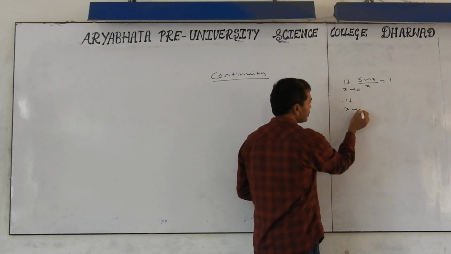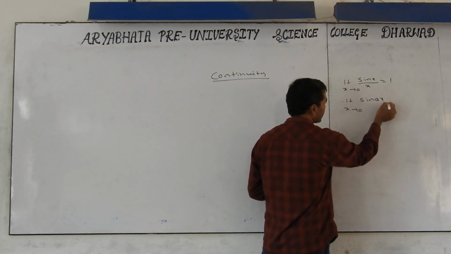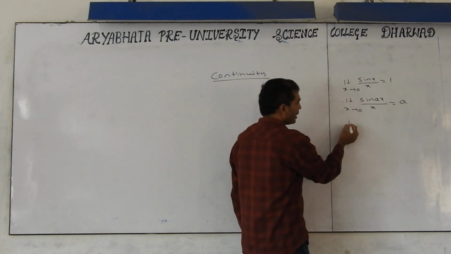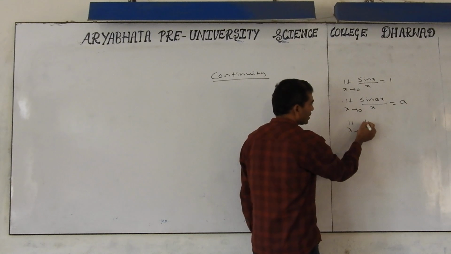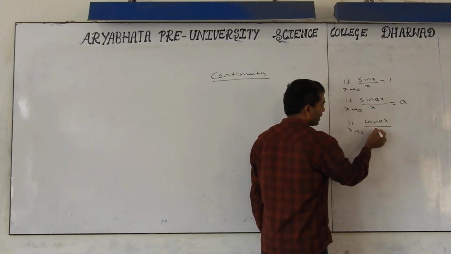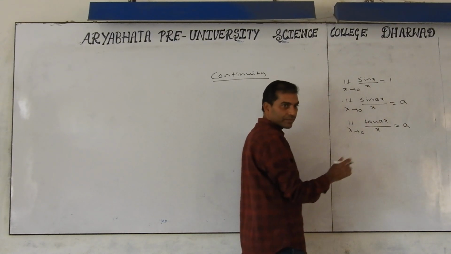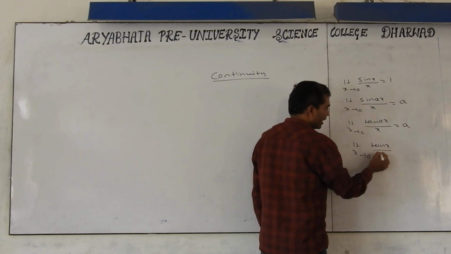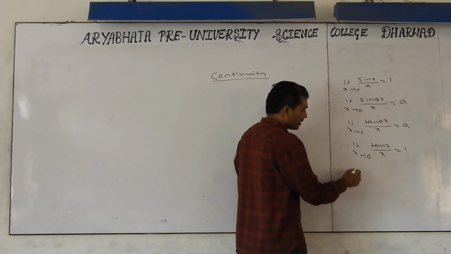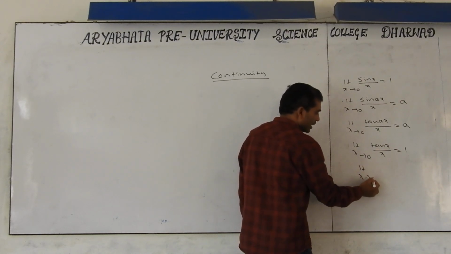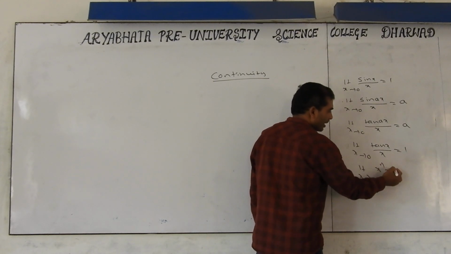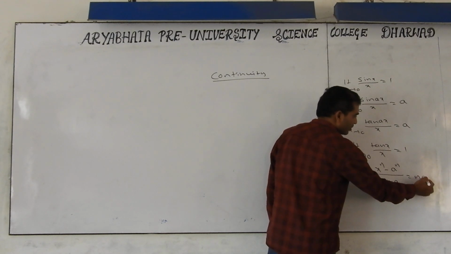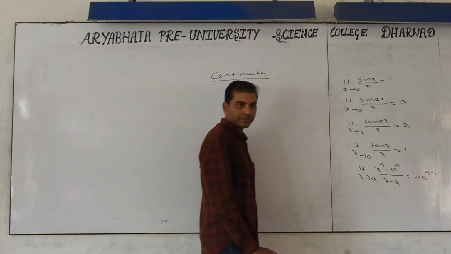Limit x tends to 0 of sin ax by x equals a. Limit x tends to 0 of tan ax by x equals a. Limit x tends to 0 of tan x by x equals 1. Limit x tends to a of x raised to n minus a raised to n, by x minus a, equals n into a power n minus 1.